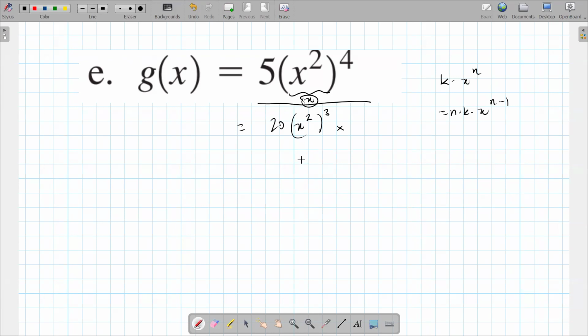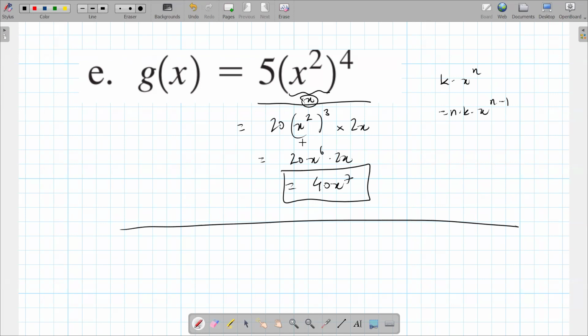What's the derivative of x squared? 2x. So look at this. This is 20x^6 times 2x. The answer is 40x^7. This is called the chain rule. Whenever you're multiplying with something at the end, this is called the chain rule.